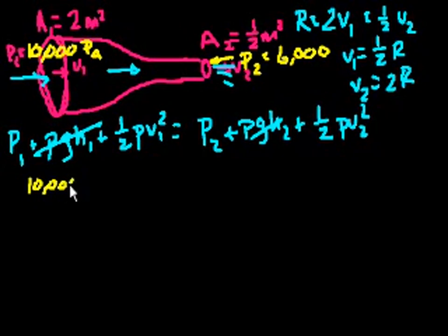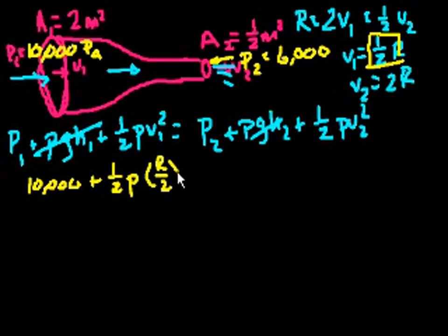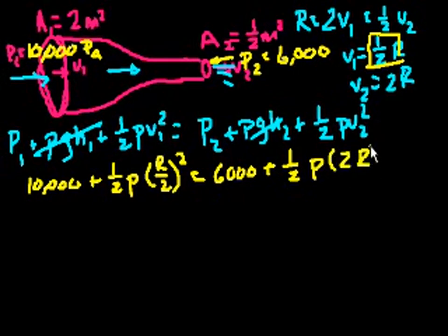10,000 pascals plus 1/2 rho times v1 squared. Well, what's v1? That's R over 2. We figured that out up here. So 1/2 rho times (R over 2) squared is equal to P2, which is 6,000 pascals, plus 1/2 rho times v2 squared. We figured out v2 is 2R, so (2R) squared.